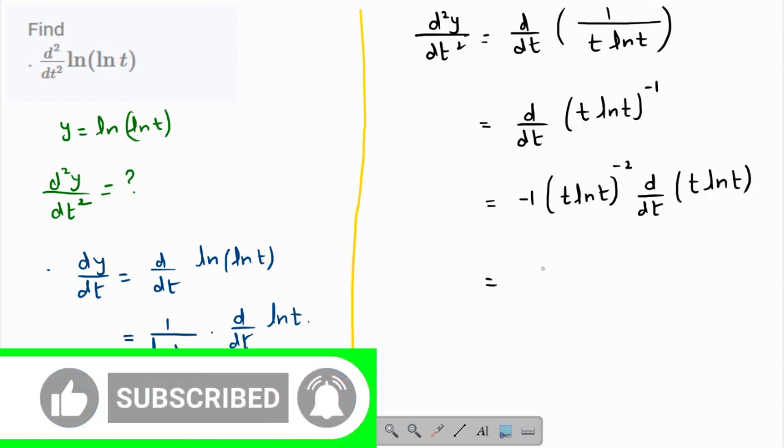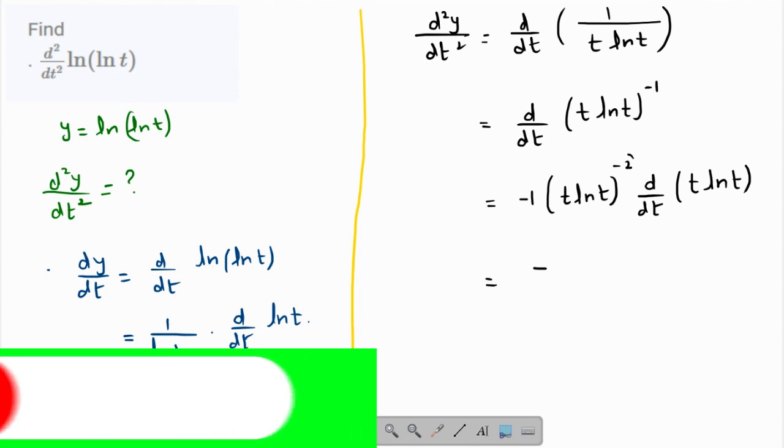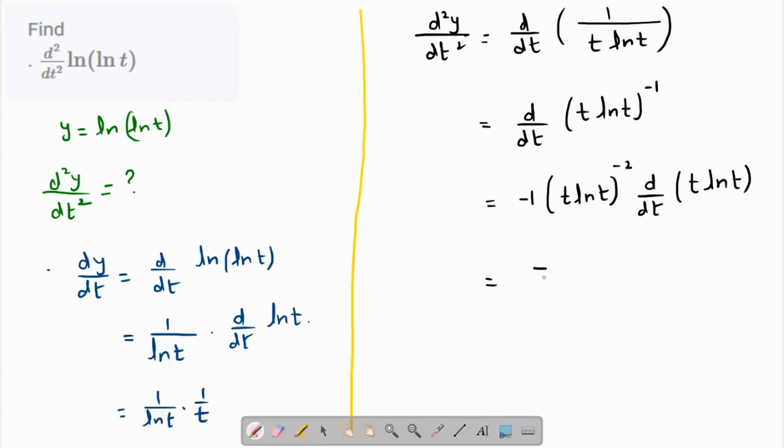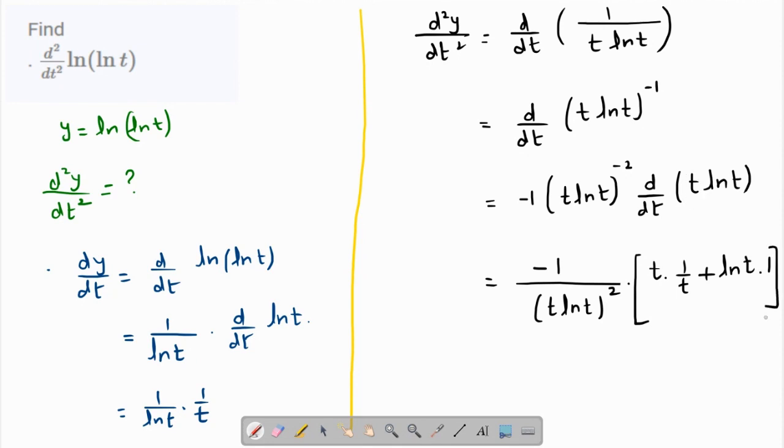So this is nothing but minus sign remains as it is. And since this is a power of minus 2, it goes in the denominator with a positive exponent, that is (t ln t) squared. So that's how it is. And then we differentiate t ln t using the product rule. So the first term remains as it is, the differentiation of ln t is 1 over t, plus the second term, that is ln t, remains as it is, and the differentiation of t is just 1.